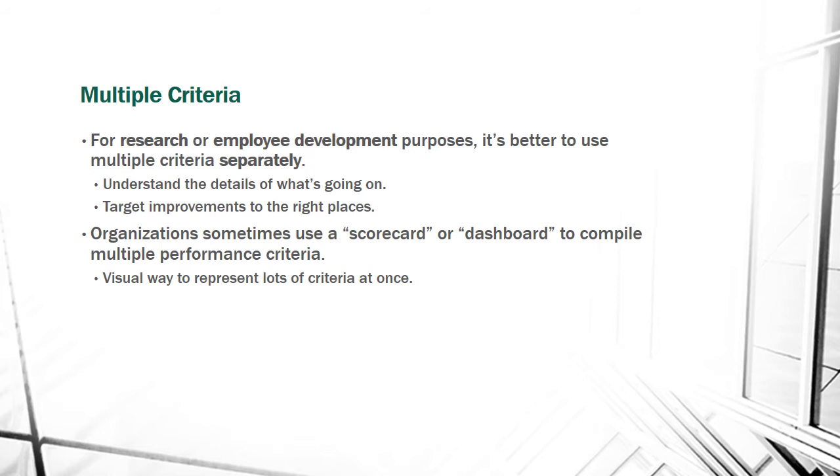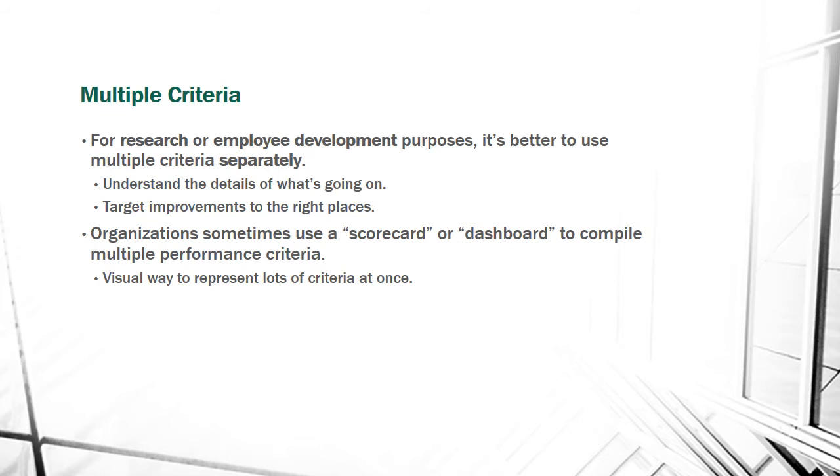Organizations use the idea of multiple criteria. If you've ever worked for an organization that used a scorecard or a dashboard, many organizations create these really cool visual displays of a bunch of different performance criteria that are important to them. So a manager of a sales department might have a scorecard that shows this is how many units we sold this week, this is what our profit margin was, this is how many new customer contacts we made, and be able to see all of those multiple criteria in one place at once.